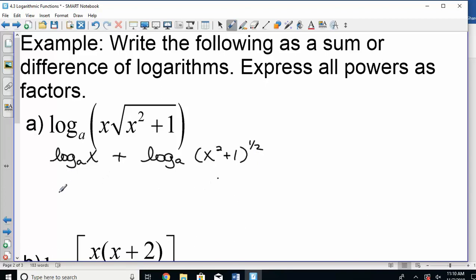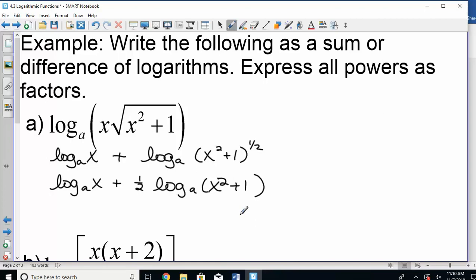Then, what's the next thing we could do? Exponents drop down in front. Okay. Can I break up things that are added?